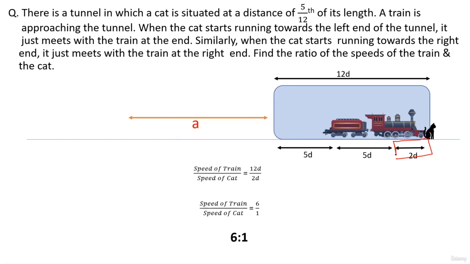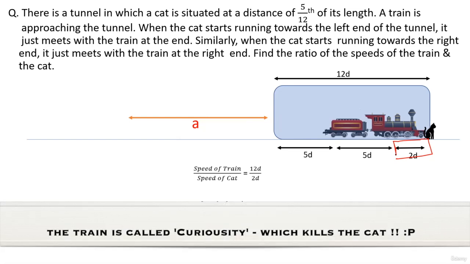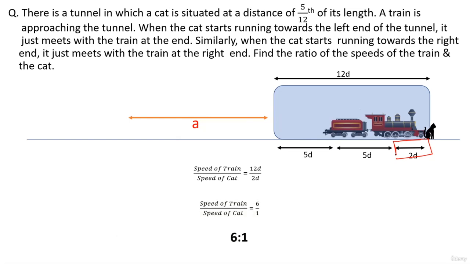One more question for you guys. Can you name this train? It's a very bad PJ. All right, and the name of the train is, drum rolls, Curiosity, because curiosity kills the cat. That is really bad. Okay, guys.